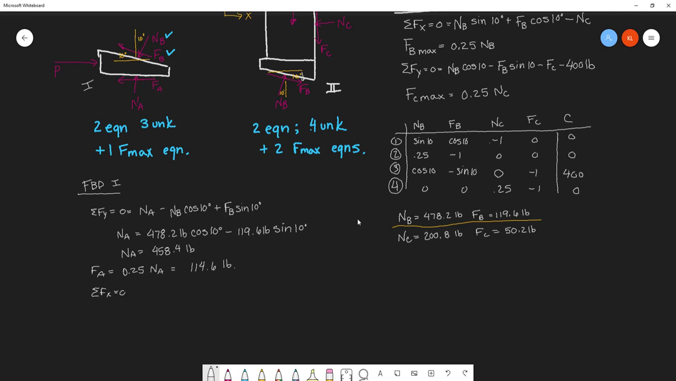Sum of the forces in X equals 0. P is pushing to the right, so that's positive, and everything else is coming from the pushing to the left. So minus the friction at A, minus friction at B times the cosine of 10 degrees, minus the normal force at B times the sine of 10 degrees. So P has to resist all of those things. It has to equal the friction force at A, or 114.6 pounds, plus the friction force at B, or 119.6 pounds, cosine 10, plus the normal force at B, 478.2 pounds, sine of 10.